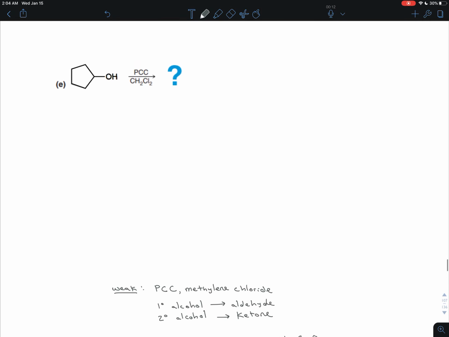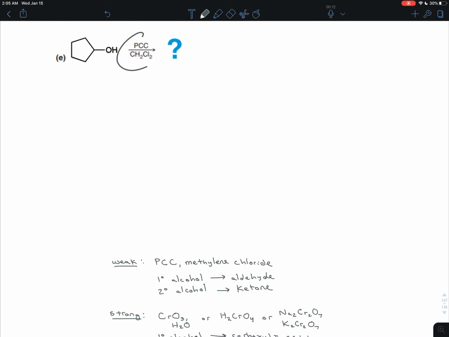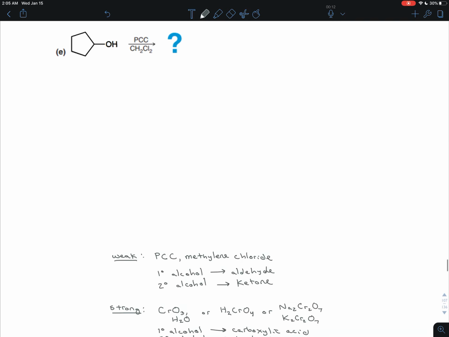Okay, how about this one? So here we have an alcohol. We're using PCC, and again in methylene chloride, CH2Cl2, it's methylene chloride. That's just the solvent here, so we don't have to worry about how that would be influencing this reaction. The crucial thing about this reaction is that no water is present, and that's what they're emphasizing by including that solvent there.